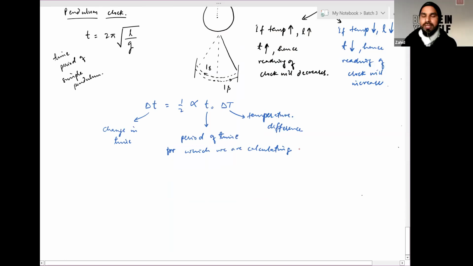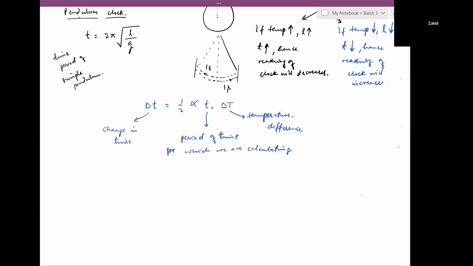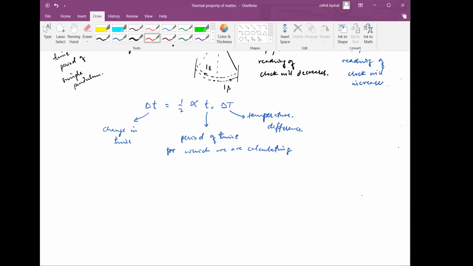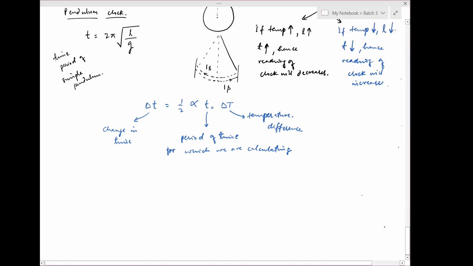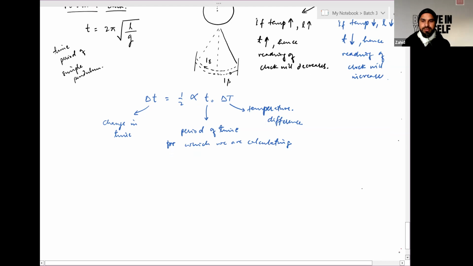Okay. Do you have any doubts from the last class, any one of you? No, sir. Atif, any doubt? No, sir. Okay. In the last class, we had defined linear expansion of solids on increasing or decreasing temperature.